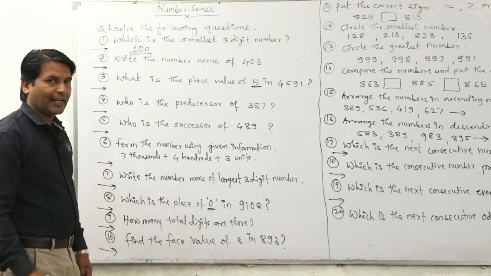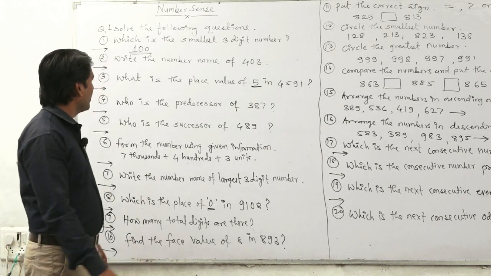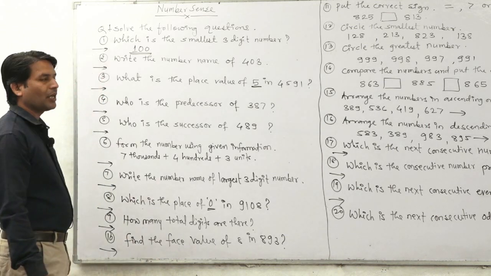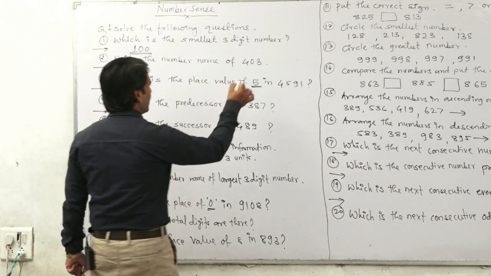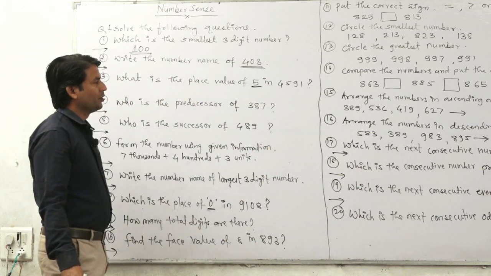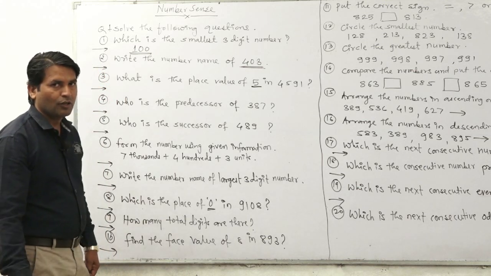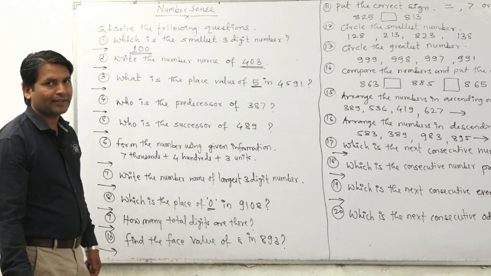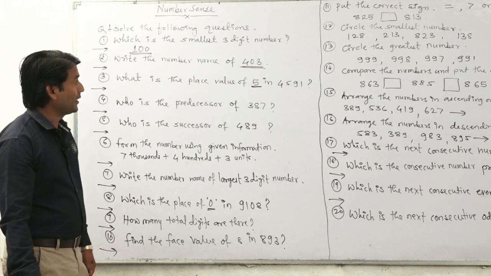After that, the second question is, write the number name. We have to write the number name. A number is given here for you. What is the number? 403. So let us see.